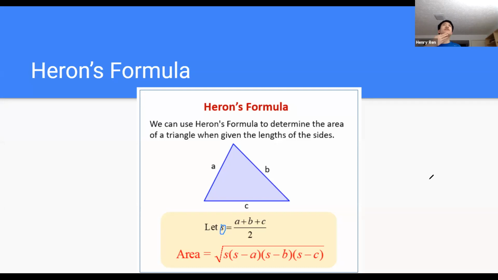It might be really useful to know this in some situations, but it's not going to pop up as often as angle bisector or Pythagorean theorem, but it might be good to just know this. That's why I included it. It can be very situational.